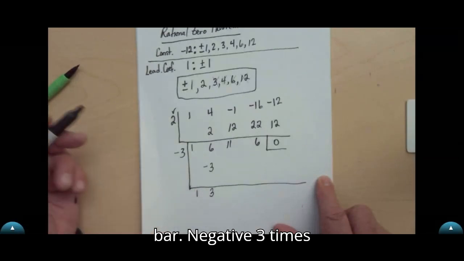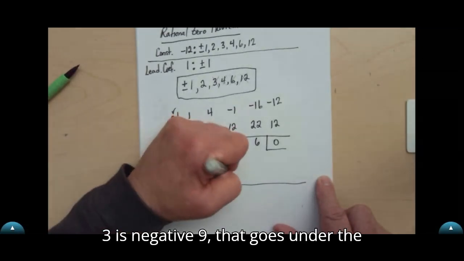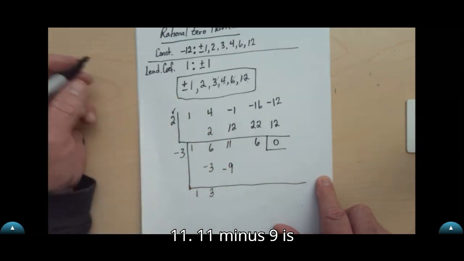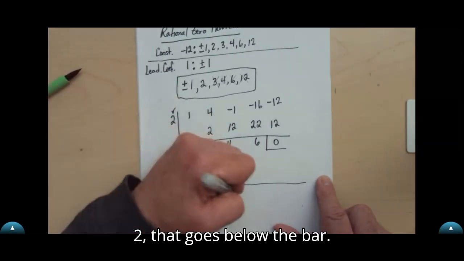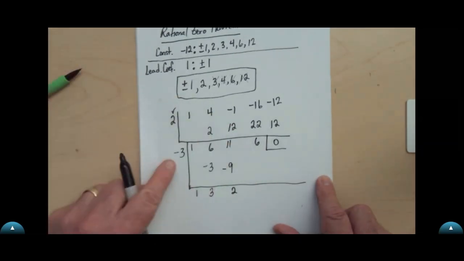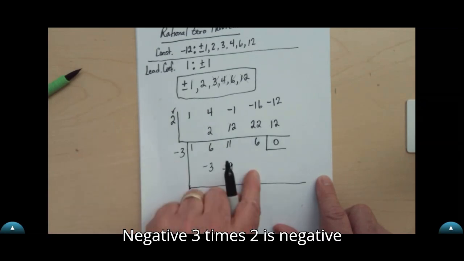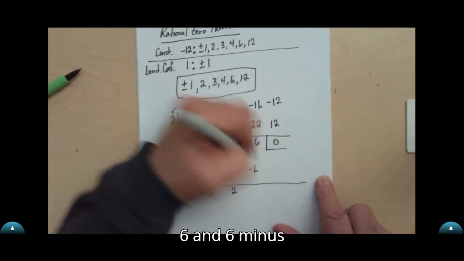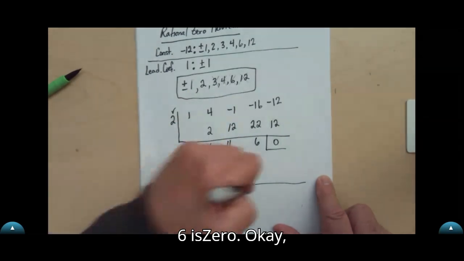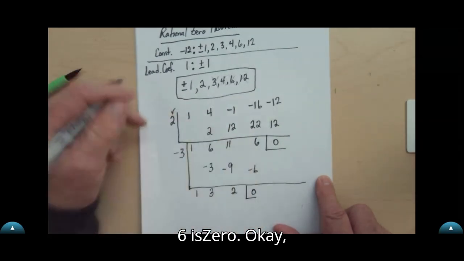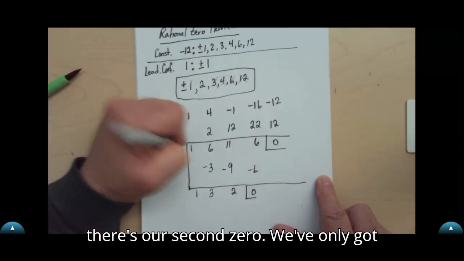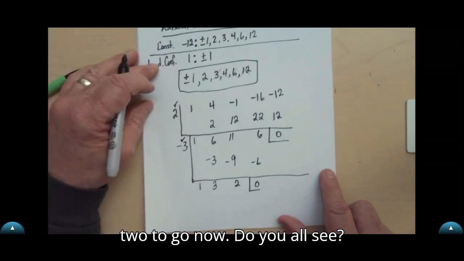Negative 3 times 3 is negative 9. That goes under the 11. 11 minus 9 is 2. That goes below the bar. Negative 3 times 2 is negative 6. And 6 minus 6 is 0. Okay, there's our second 0. We've only got 2 to go now. Do y'all see?